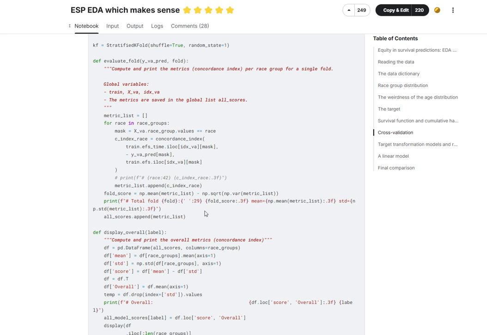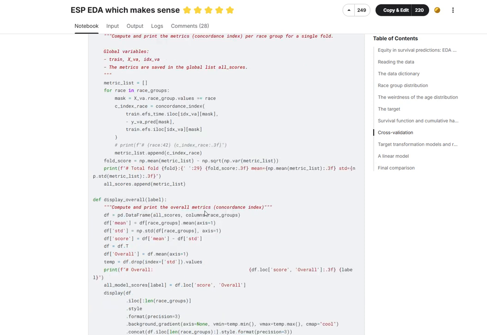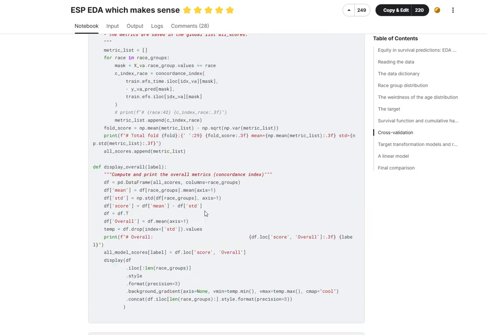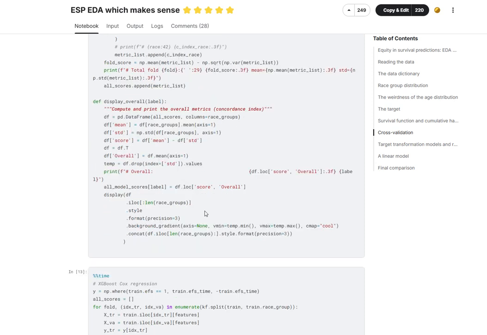Evaluate fold calculates and prints the concordance index for each race group within a single cross-validation fold. It then calculates a fold score that considers both the mean and standard deviation of the concordance indices across the races. Display overall takes the results from all folds, calculates the overall metrics, and presents them in a nicely formatted table.